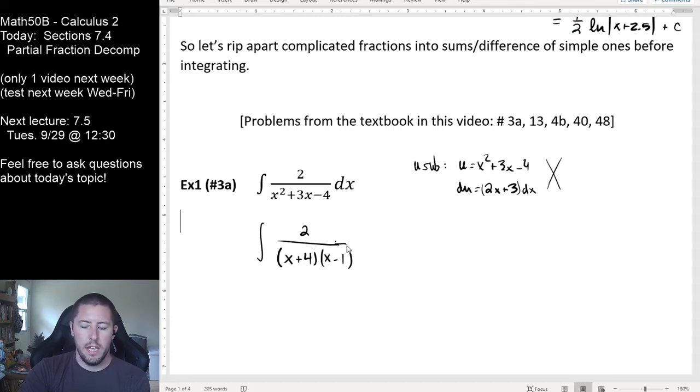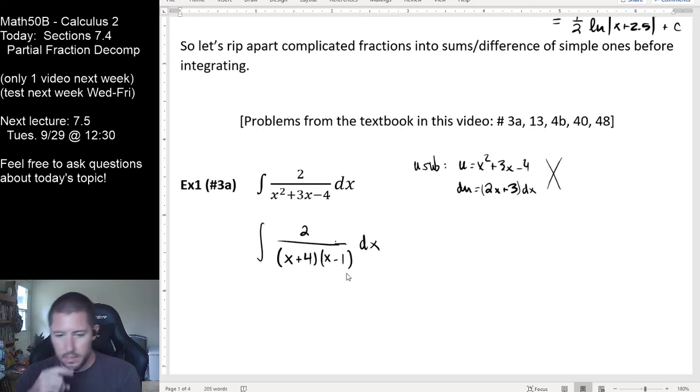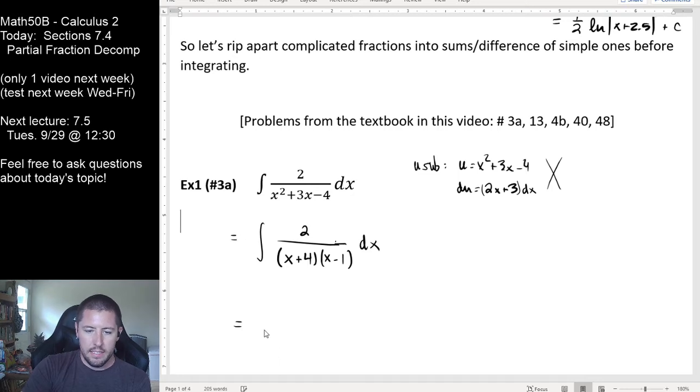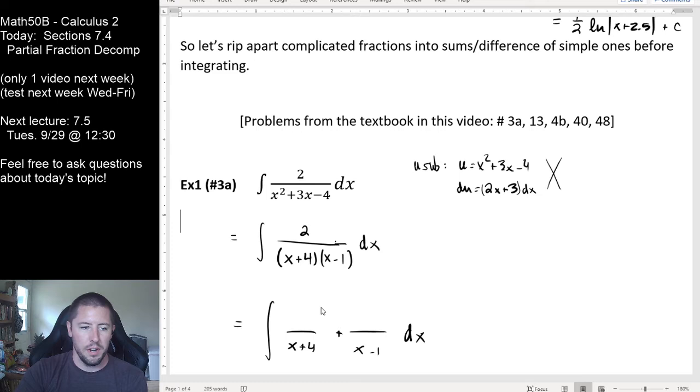So one thing I'm seeing is that it's at least reasonably nice to rewrite this as 2 divided by each of these two individual factors. My problem here is that I still don't know what to do with this. It would be super cool if I could write this instead as something divided by x plus 4 plus something divided by x minus 1. This would be good for me. This is really my desire. My hope is to build something of this structure.